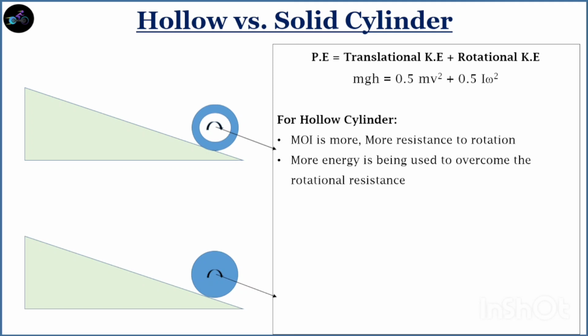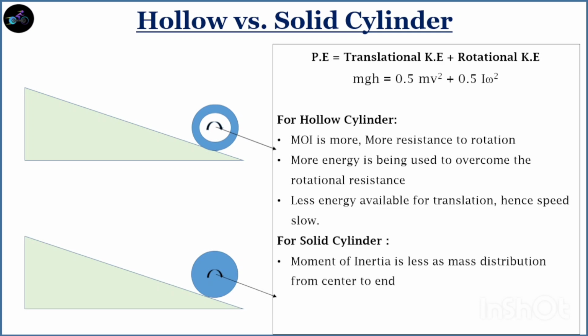Okay. Now this is the point that you have to understand. Given that both the solid cylinder and hollow cylinder initially have the same mgh, the hollow one is taking more energy to overcome the rotational resistance. All right. So less energy is available for the translational kinetic energy. Understand? So if less energy is available for translation, it becomes slow.